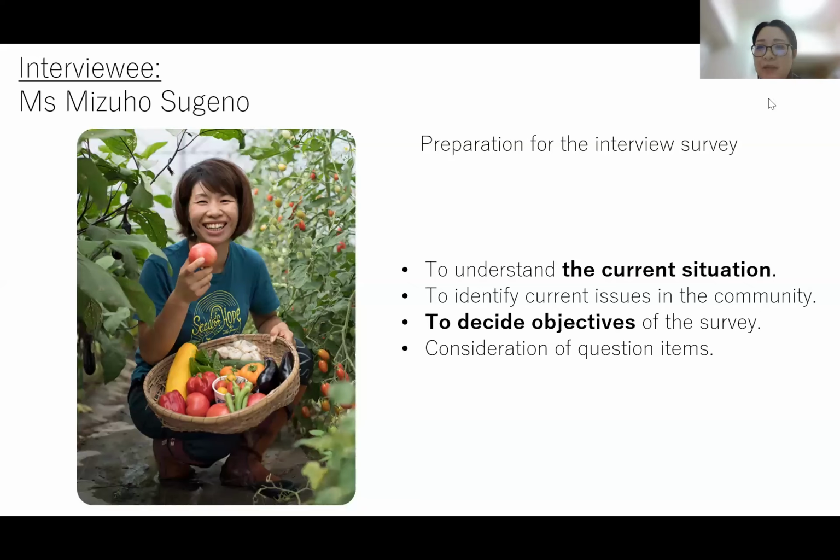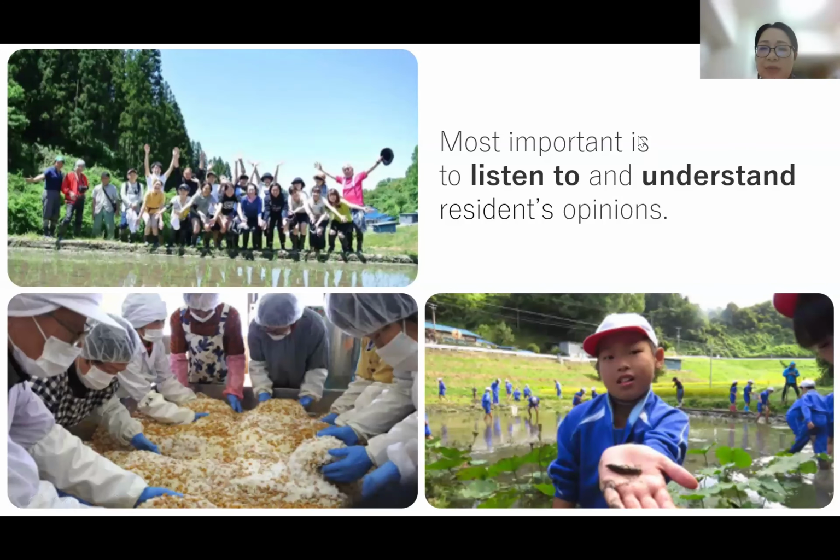Also, I plan to interview this woman. She is an agriculture worker, and we know that to understand the current situation and identify current issues in the community, we decide the objectives of the survey and the consideration of question items. In this lecture, the most important thing is to listen to and understand residents' opinions.